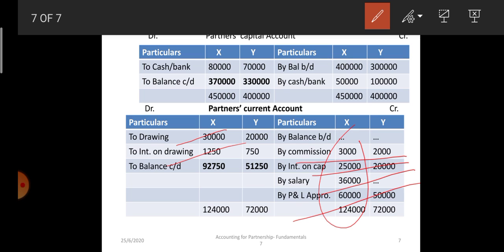The total is 1,24,000. From that 31,250 is deducted. So the closing balance of X's current account is 92,750. The total of the credit side of Y is 72,000. From that 20,750 is deducted. So the closing balance of Y's current account is 51,750 rupees. All of you solve this question in your register and then cross check it with the solution.